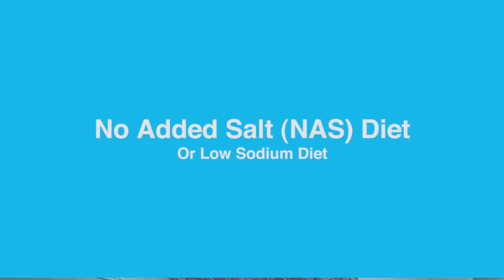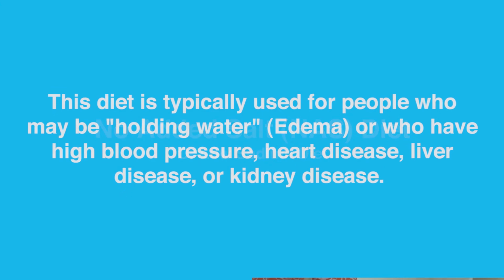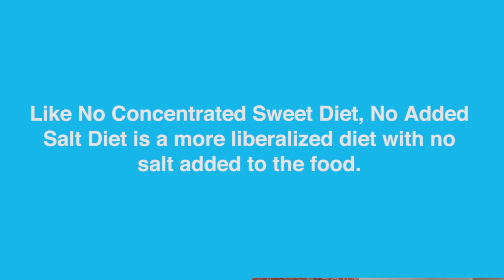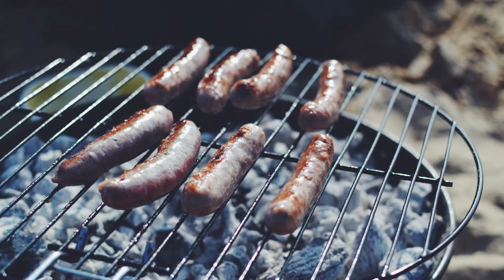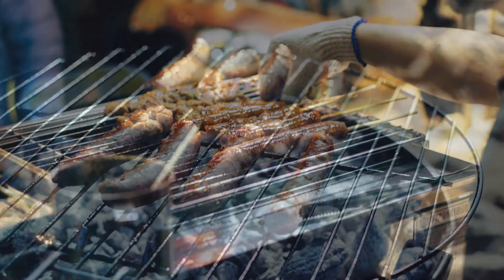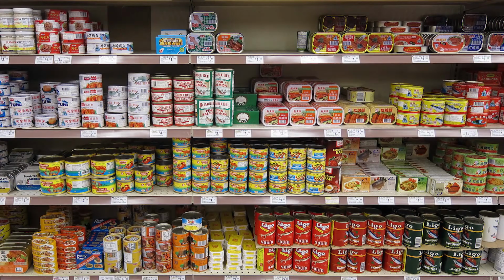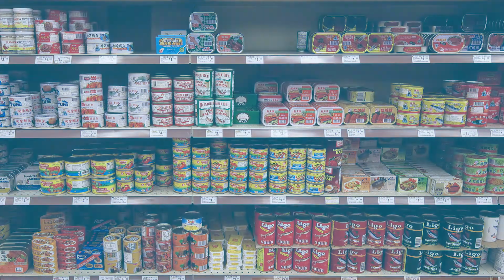No added salt diet or low sodium diet are typically used for people who may be holding water or have high blood pressure, heart disease, liver disease, or kidney disease. Like no concentrated sweet diet, no added salt diet is a more liberalized diet with no salt added to the food. However, salty foods such as bacon, sausage, and pickled food should be avoided. When possible, always purchase only low-sodium canned goods.